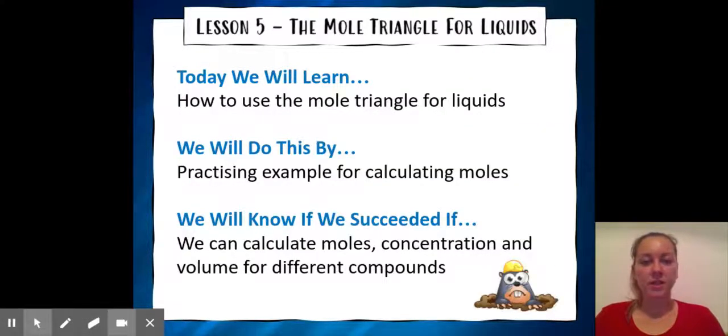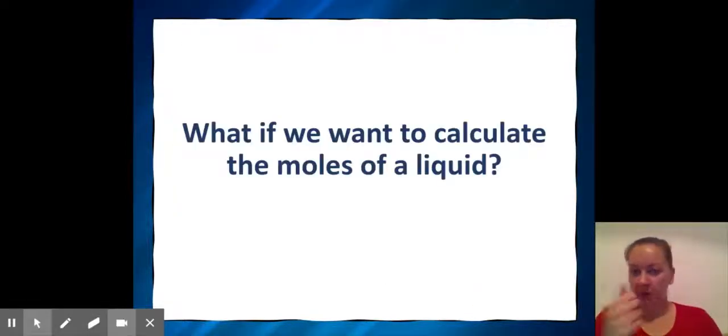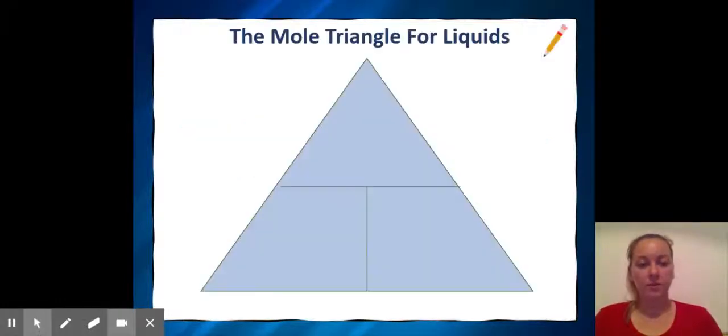So what we're going to learn today is to use the mole triangle for liquids. We're going to practice lots of examples, and if we have succeeded, we will be able to calculate moles, concentration, and volume for any compound that we are given. So, what if we want to calculate the moles of a liquid or solution? Not a mass, we want to calculate the number of moles of a liquid.